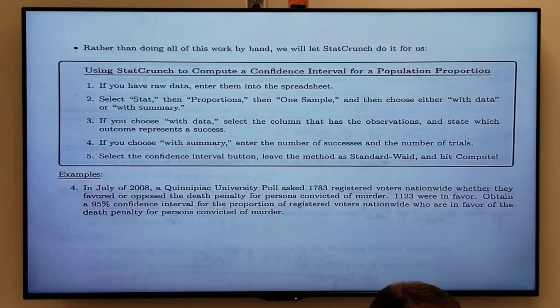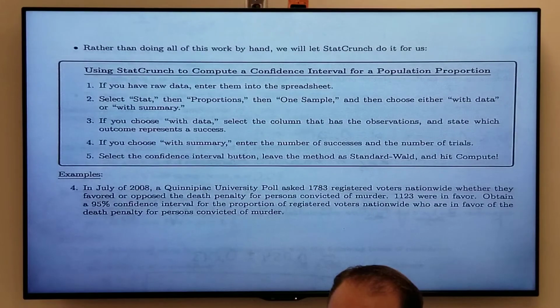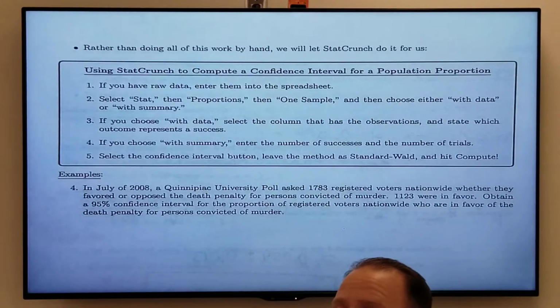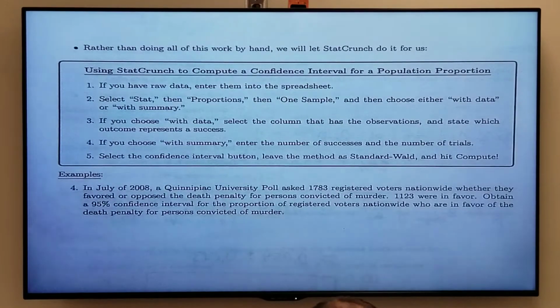And I don't want to make you do a whole bunch of them by hand, although I think I might ask you to do a couple by hand just so that you get some experience actually working with the mathematics of it. But we're going to use StatCrunch to do this from now on.